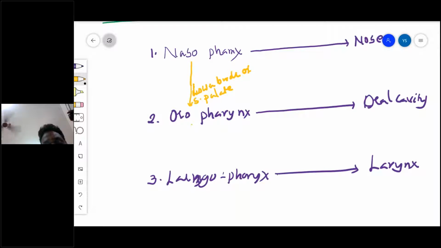Oropharynx communicates with the laryngopharynx at the upper border of the epiglottis. So this one you know. Nasopharynx communicates with the oropharynx, and oropharynx communicates with the laryngopharynx, at 2 points: soft palate and epiglottis.